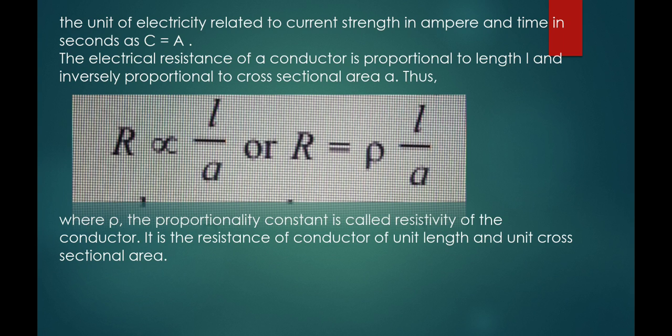The electrical resistance of a conductor is proportional to length L and inversely proportional to cross-sectional area A. Thus, we can say that R is directly proportional to L and inversely proportional to A. Otherwise, R is equal to rho L by A, where this rho is the proportionality constant, called the resistivity of the conductor. It is the resistance of a conductor of unit length and unit cross-sectional area.